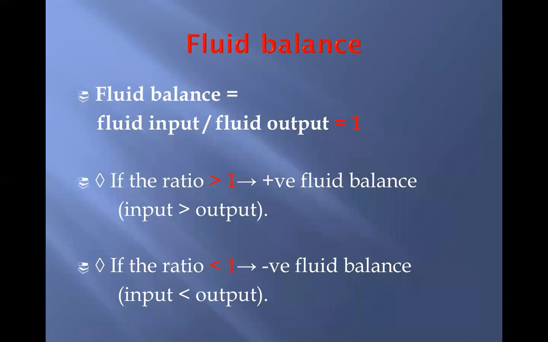The fluid balance equals fluid input over fluid output, and should be equal to 1 to be balanced. So the fluid input should be equal to the output. If the ratio is more than 1, it means positive fluid balance, that is to say input is more than the output. If the ratio is less than 1, it is negative fluid balance, the input is less than the output.